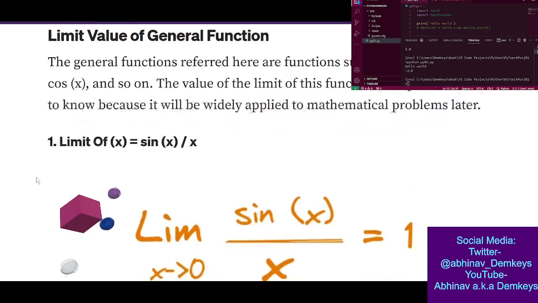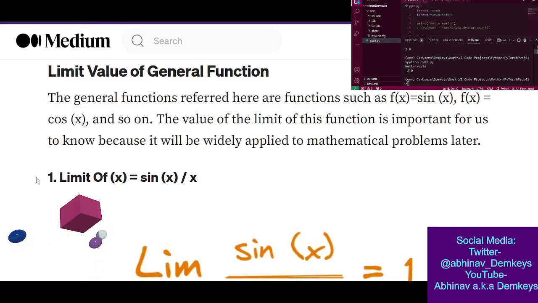Limit value of a general function. The general functions referred to here are functions such as f of x equals sine x, f of x equals cos x, and so on. The value of the limit of this function is important for us to know because it'll be widely applied to mathematical problems later. Okay. All right.